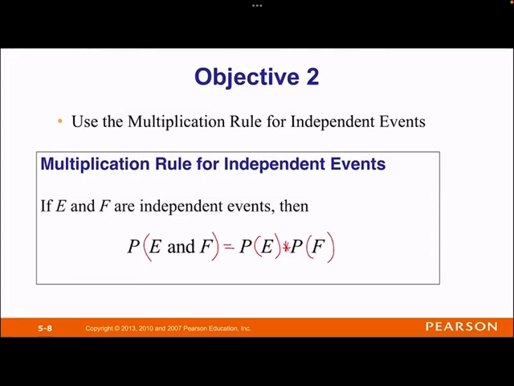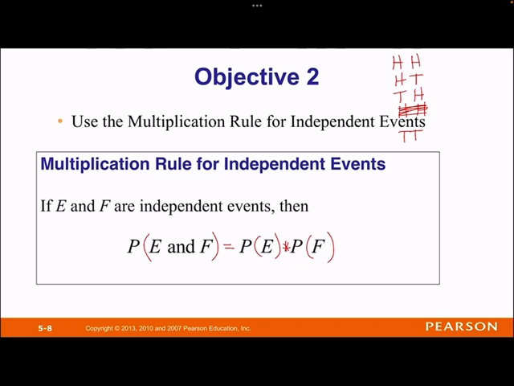So this is 5.3, Objective 2. The last thing that we talked about in Objective 1 was the probability that if you toss a coin, you get heads on both flips. And we had written out the sample space. So we had heads, heads; heads, tails; tails, heads; and tails, tails.